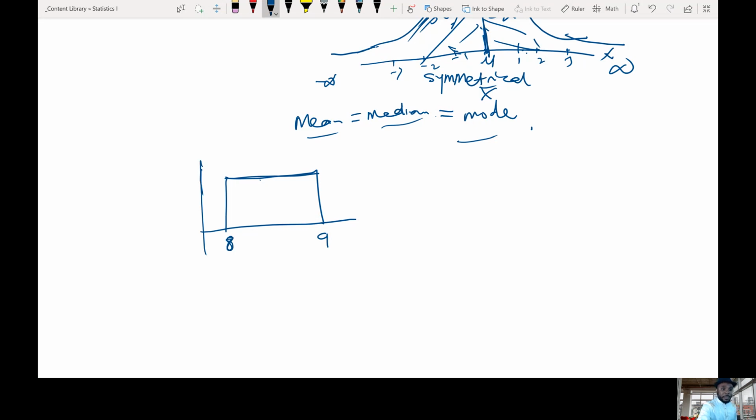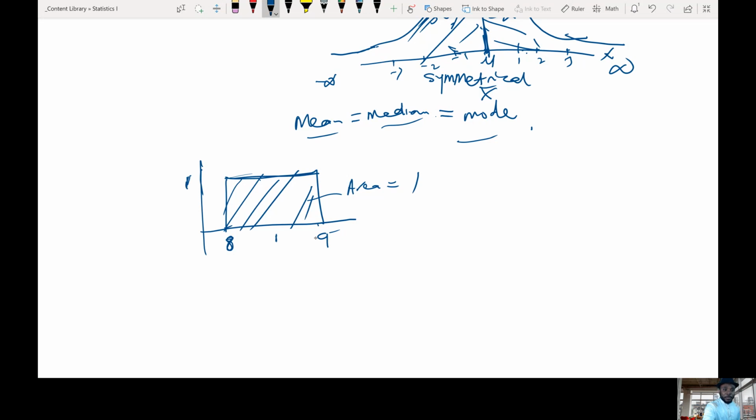And let's say the height of this, so this distance will be 1, right? Now let's assume that this whole area under the curve is equal to 1. If the area is equal to 1, then what will this height be? 1, because the area of a rectangle is the base times the height, which is equal to 1.